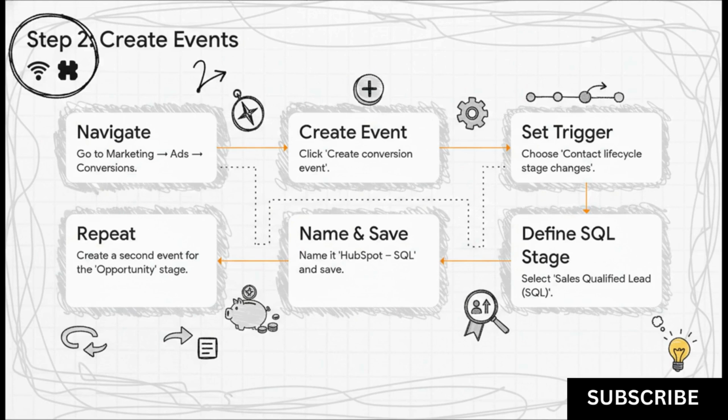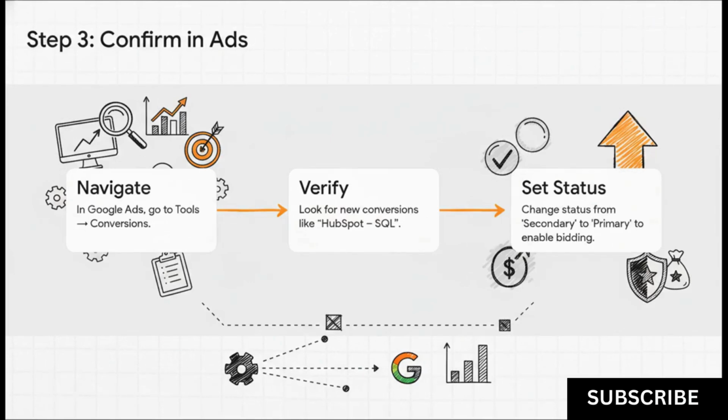That's it. Now just rinse and repeat. Do that exact same process, but this time, create a second event for the Opportunity stage. Now for the final step over in Google Ads. Hop into your Google Ads account, go to Tools and Settings, and then under Measurement, click on Conversions. And there they are. You should now see your 2 new conversion actions that you just made in HubSpot.